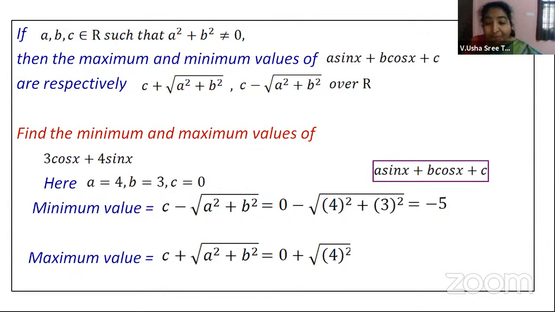Now, we'll just substitute the values of A, B, C, children. Then here again, this is 16 plus 9 under root, which is 5 with a positive sign. Therefore, the maximum and minimum values which you are getting is 5 and minus 5.